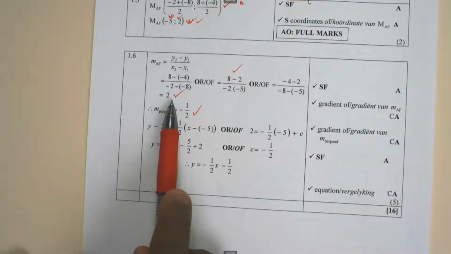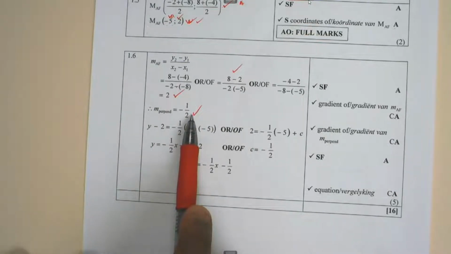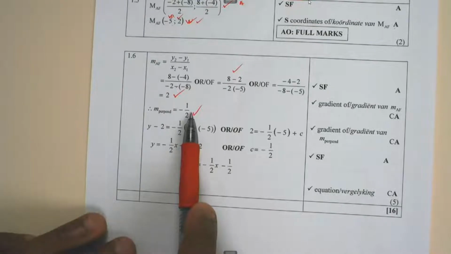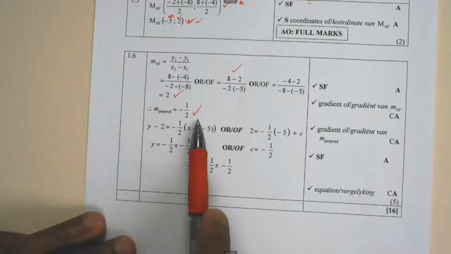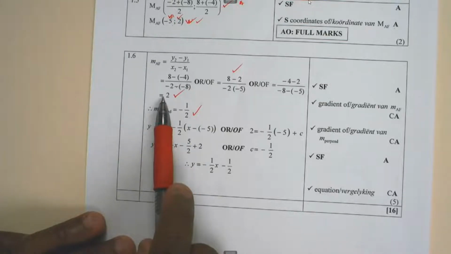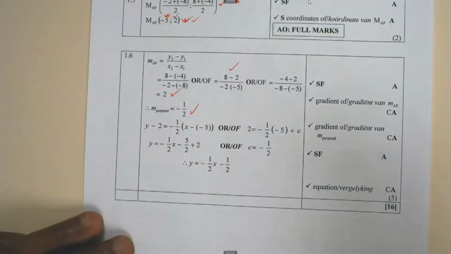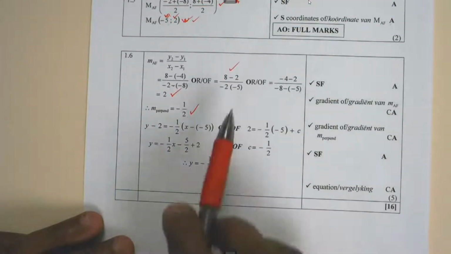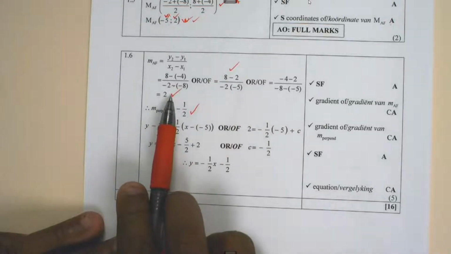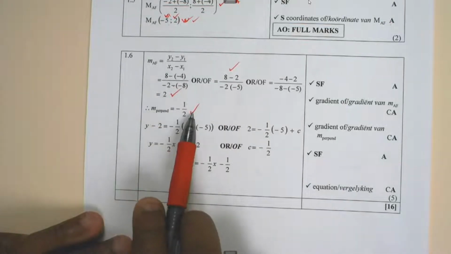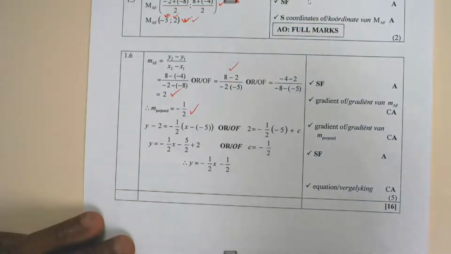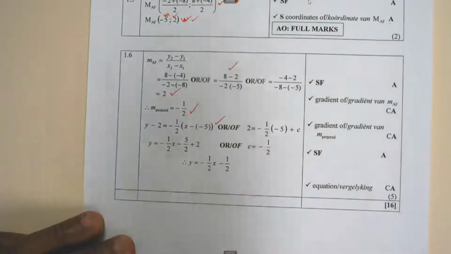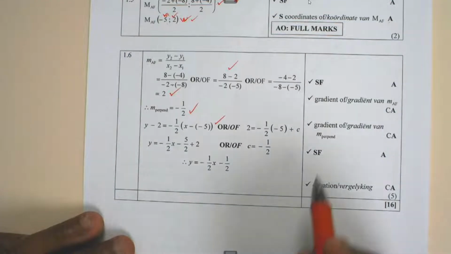It's a CA mark. The mark for the perpendicular gradient depends on what the learner got in the second step. Therefore, it's a CA mark in relation to this gradient. And then the next mark, remember we said accuracy mark, continuous accuracy, depends on the gradient here. And then from there, the second mark will be substitution in the correct formula.